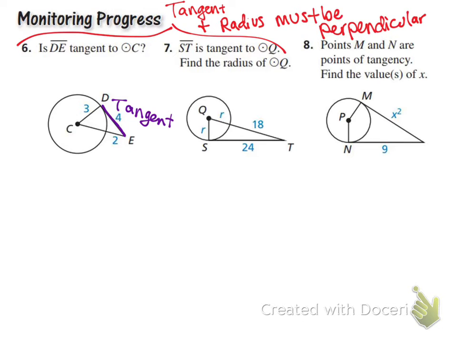So is DE tangent? The tangent line and the radius would have to be perpendicular. Which of these segments is the radius? 3, yeah. CD is the radius. So if DE is tangent, there'd be a right angle right here. So the reason I had you take out your 10.1 notes for a second, go to page 2 and look at the difference in the problem on page 2 and this problem.